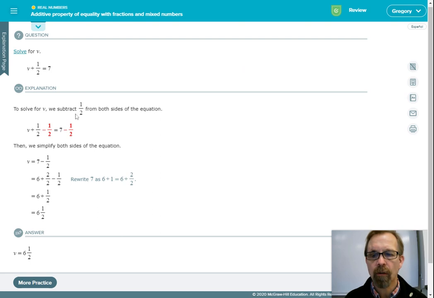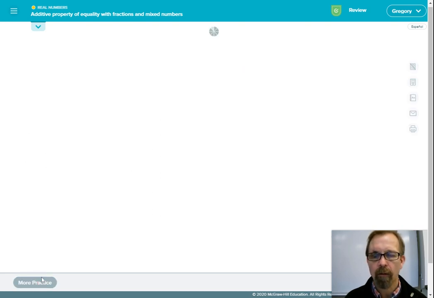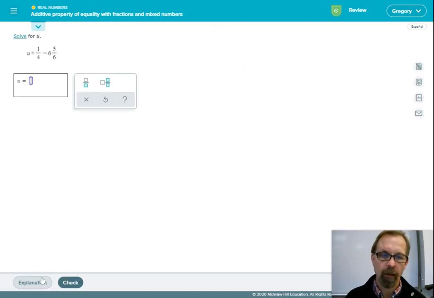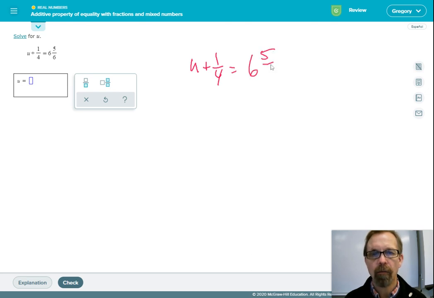There are other ways to do it, but I'm going to do it this way because it's the way they're doing it. So we'll do it the same way that the explanation does it. Okay, so here we have u plus 1/4 equals 6 and 5/6. So we have to take away that 1/4, right? Because we want just u, so minus 1/4.